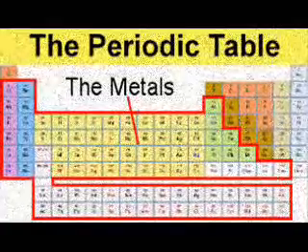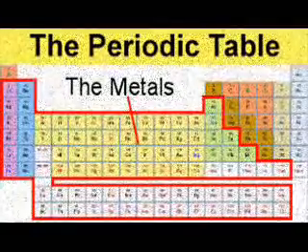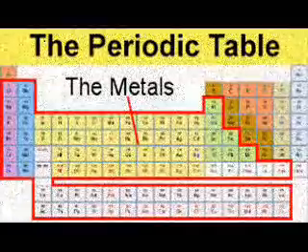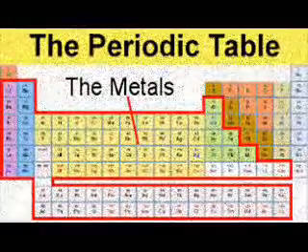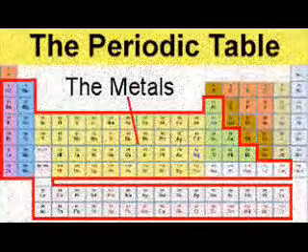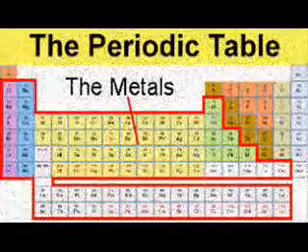The metals are often good conductors of heat and electricity. Metals are often malleable, meaning they can be beaten into thin sheets without breaking. Metals are also ductile, meaning they can be stretched into wires. Finally, metals are solid at room temperature.